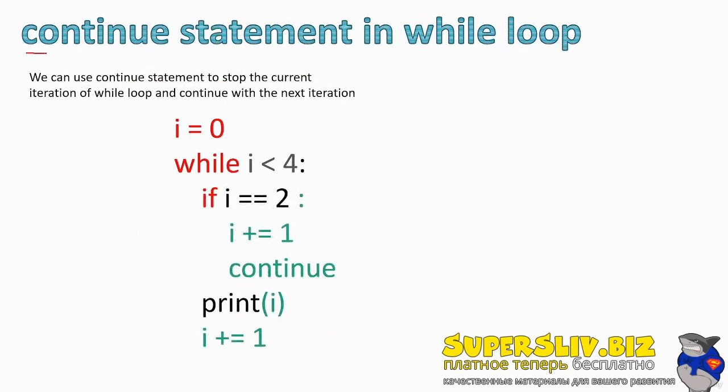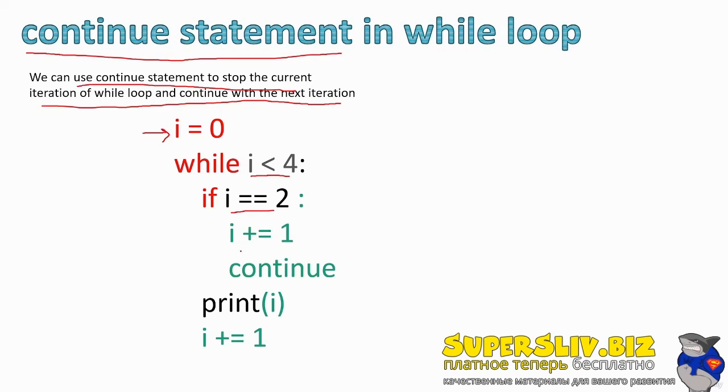The second control statement in while loop is continue statement. We can use this statement to stop the current iteration of while loop and continue with the next iteration. So let us take a look at example. I have created the variable called I equal to 0. Then the condition is I less than 4. If I is equal to 2, then I plus equals 1. Then continue. Within the while loop, print I, I plus equals 1.